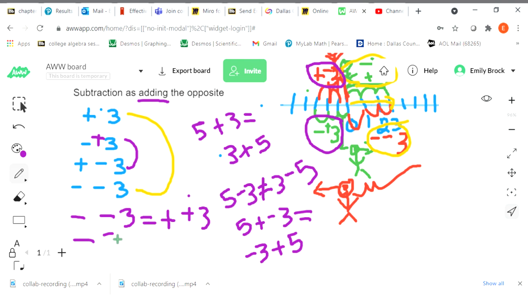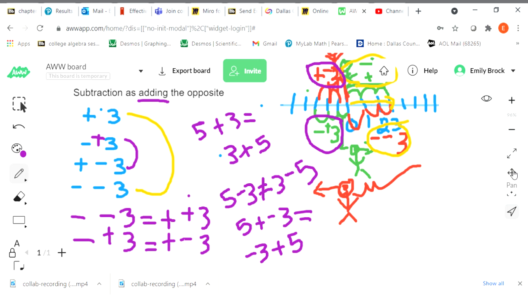Minus a positive 3 is the same thing as, has the same effect as, plus a negative 3. They both go left. So what we say is a subtraction problem can be rewritten as adding. Notice that minus a negative 3 is the same thing as adding the opposite of negative 3, which is plus 3. Minus a positive 3 is the same thing as adding the opposite of positive 3, which is negative 3. And that's where we come up with adding the opposite.